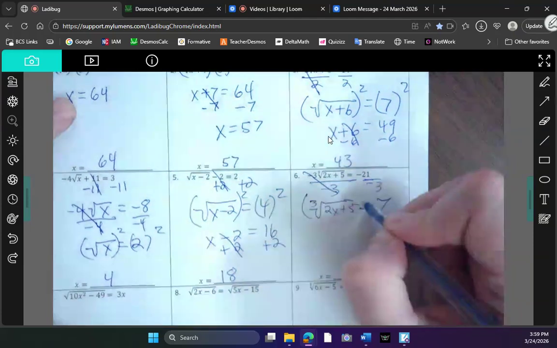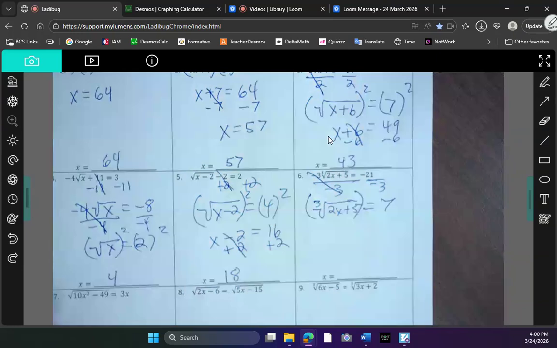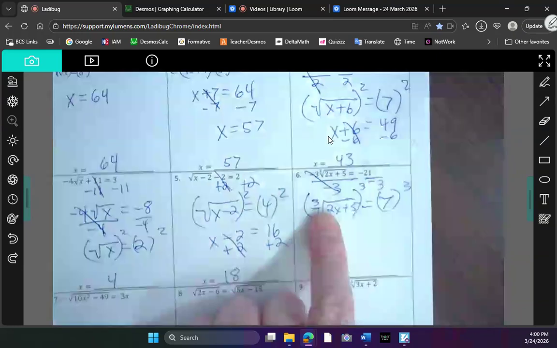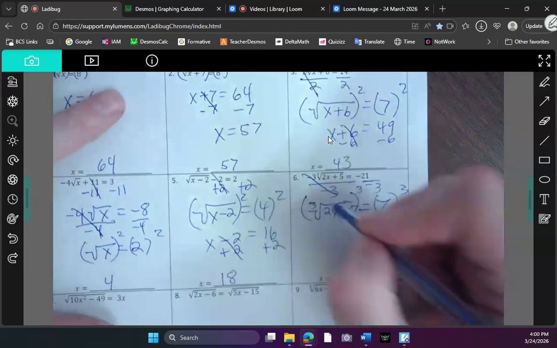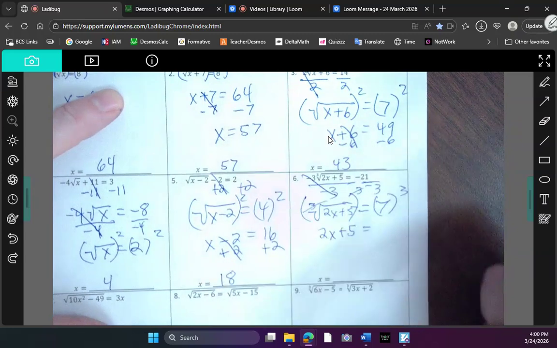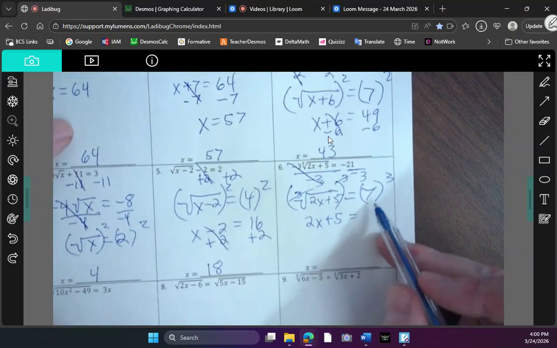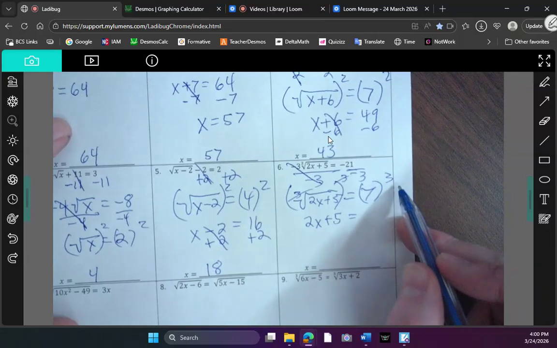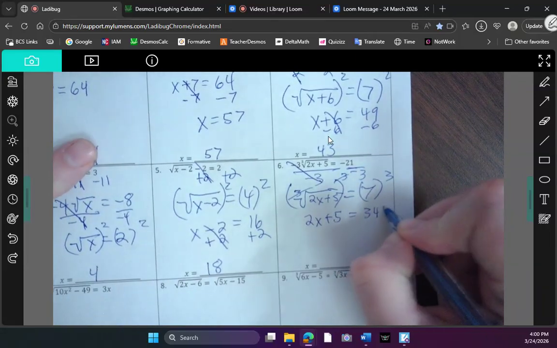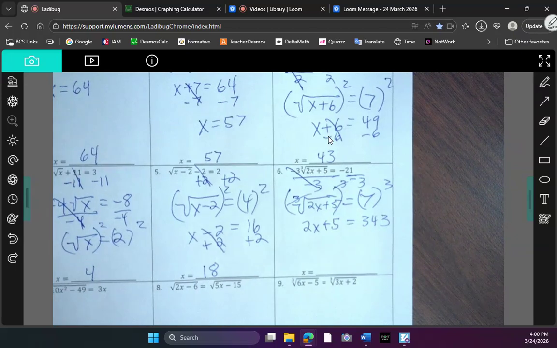Now, the opposite of a cubed root is cubing. So that's going to cancel out, and we're left with 2x plus 5. And this one's a tricky one right here. 7 to the third power. 7 times 7 is 49, times 7 again is actually 343. Feel free to use a calculator. Make sure you're doing that arithmetic right.